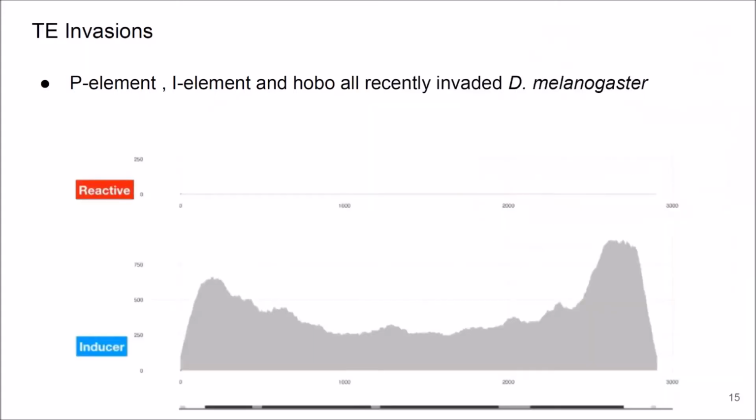And this is what happened, for example, with the P element. It was never in the species, and then it arrived in the species at some point in the 1960s, roughly. What you can see here is a plot showing the abundance on the y-axis in reads per million over the consensus sequence of the P element, so mapping genomic next generation sequencing reads over the range of the P element sequence. The reactive strain just has no reads mapping. So there is no P element in the strain, while there is a variety of P elements in this inducer strain. But this is not always the case.